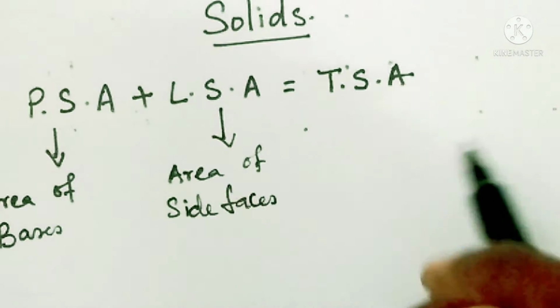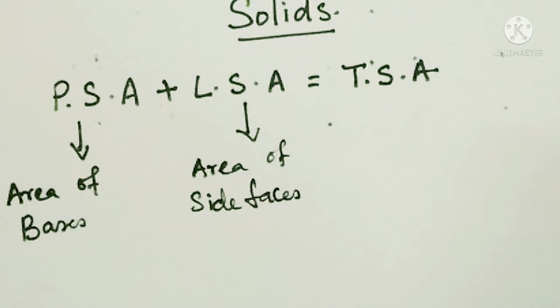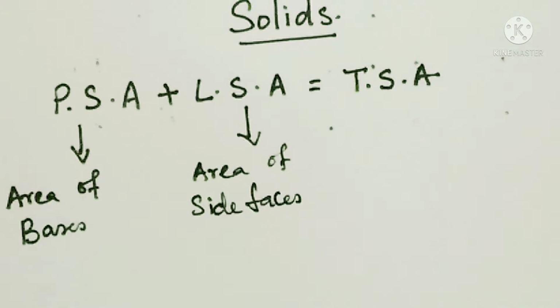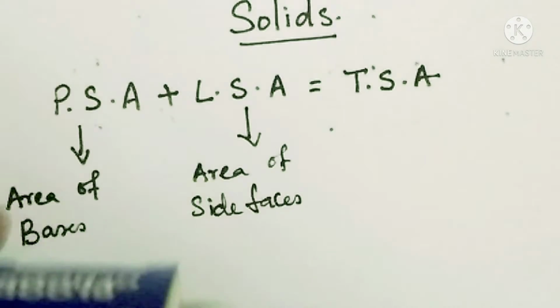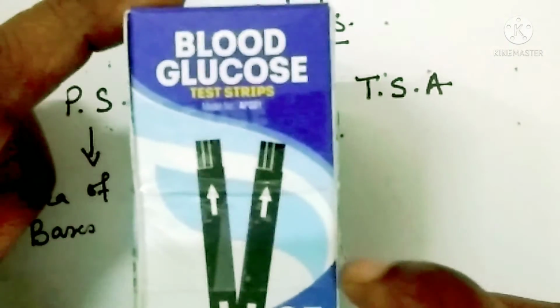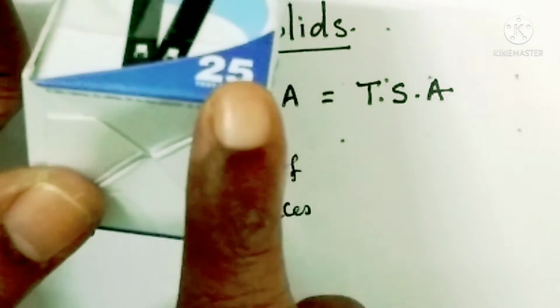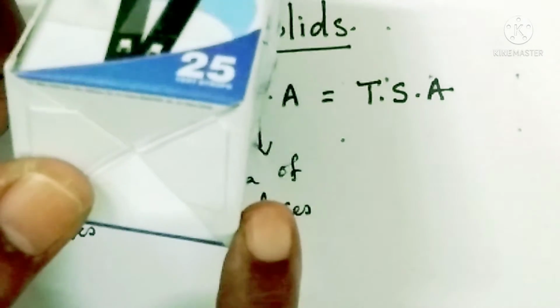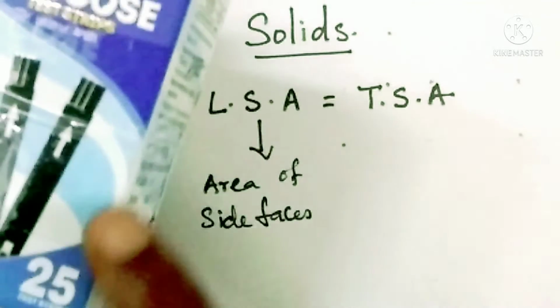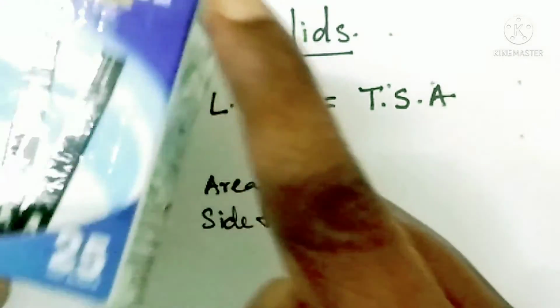And total surface area means the sum of both of these. Now we will see different figures and how to find the area of these figures. You see, this is a cuboid. If you take this as the base, this can be considered as length and this as breadth. And this will be considered as height.